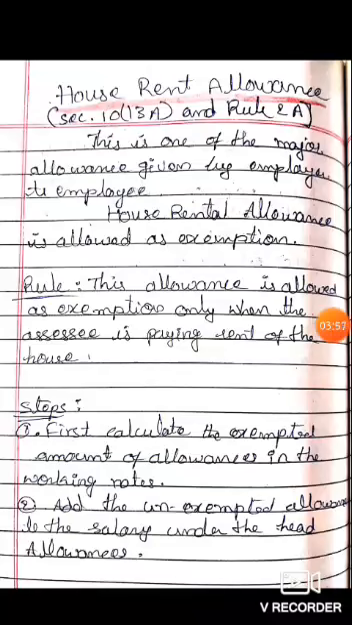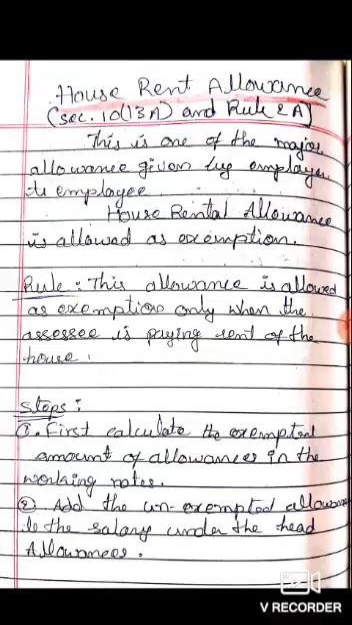The next allowance from general allowances is house rental allowance. This is one of the major allowances given by the employer to the employee. House rental allowance is allowed as exemption, but entertainment allowance is not allowed as exemption in the same way. This allowance is allowed as exemption only when the assessee is paying rent for the house.